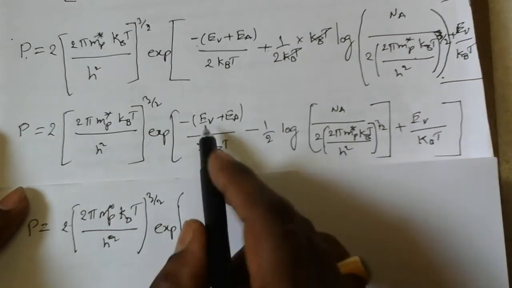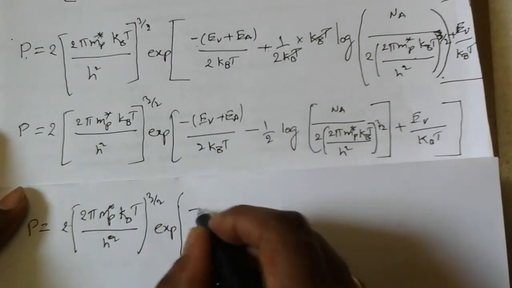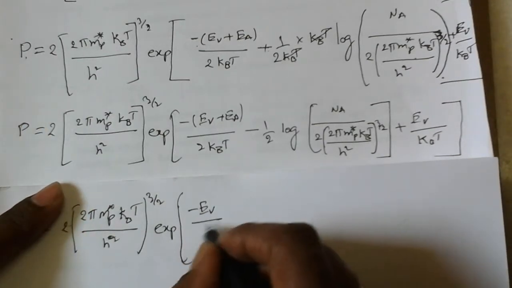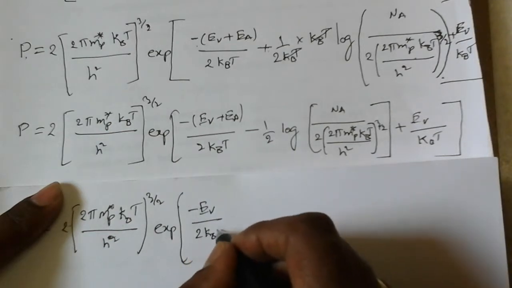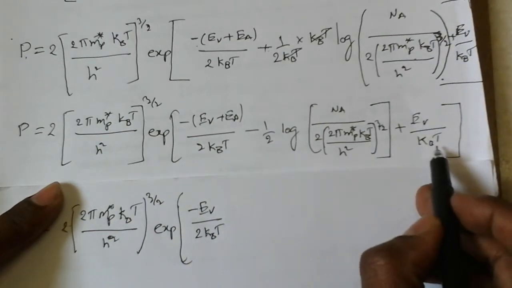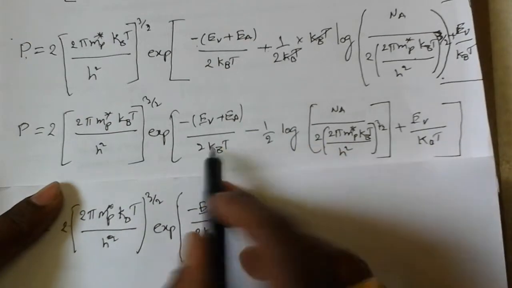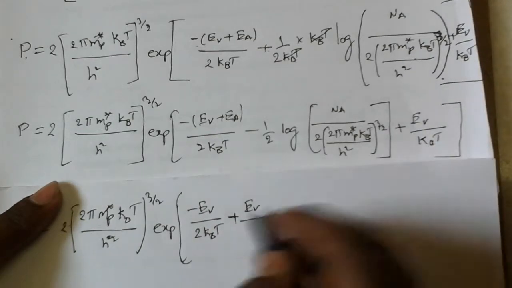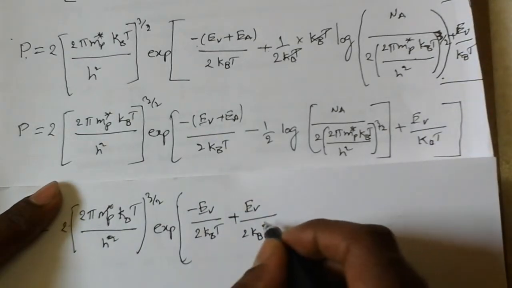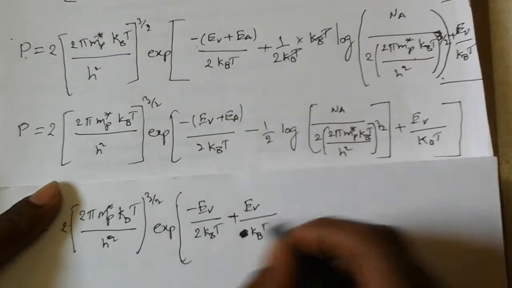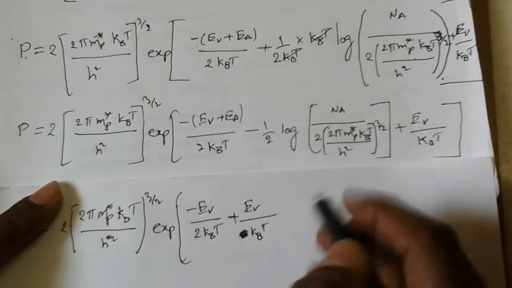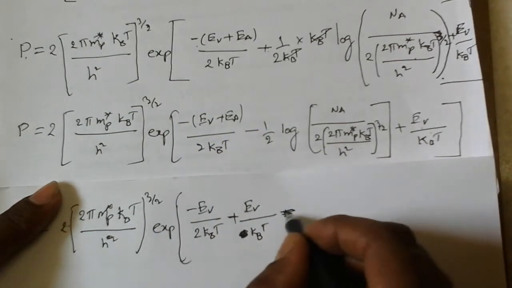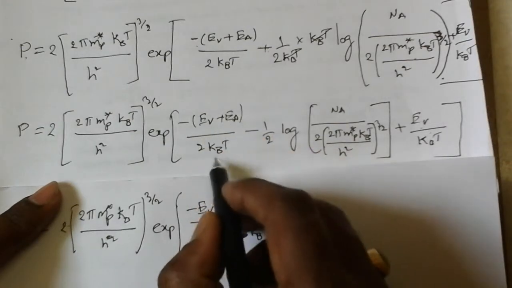So here we can write E_V minus E_V by k_B T minus E_V by 2 k_B T. This value is what we are writing here in front. So plus E_V by this value, 2 k_B T, sorry, k_B T. This value we are writing here, plus into minus E_A by 2 k_B T.